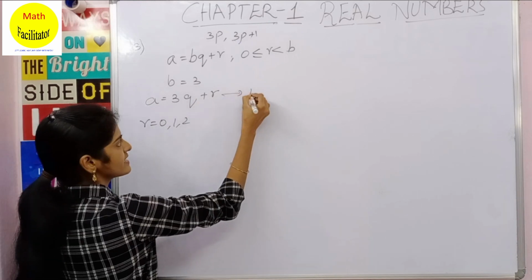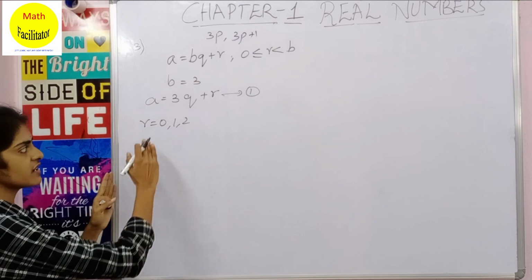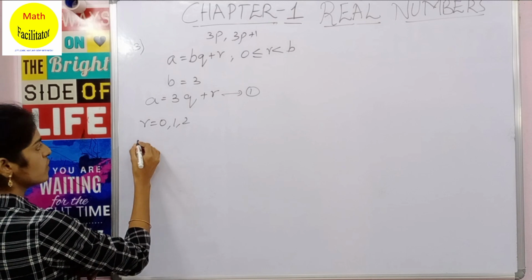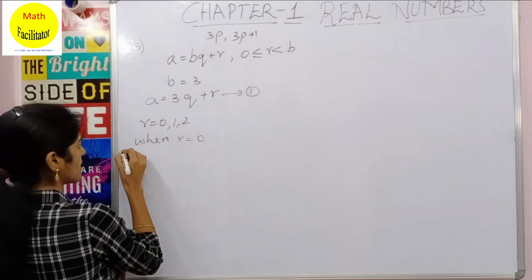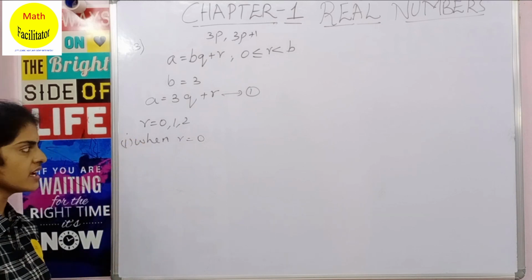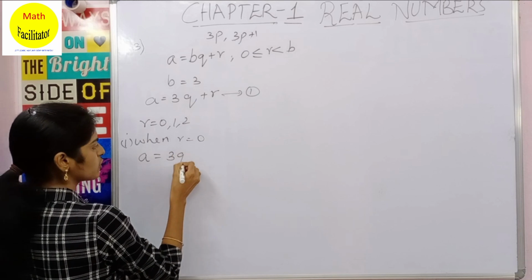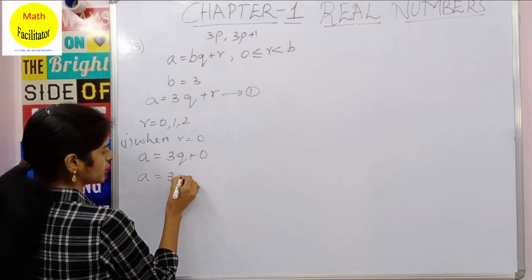Okay, now take this as equation 1. In this equation 1, you have to substitute the values of R and check for the given conditions. Clear? So now when R equals 0, let this be case 1. When r is equal to 0, equation 1 becomes a is equal to 3q plus 0. So a is nothing but 3q.